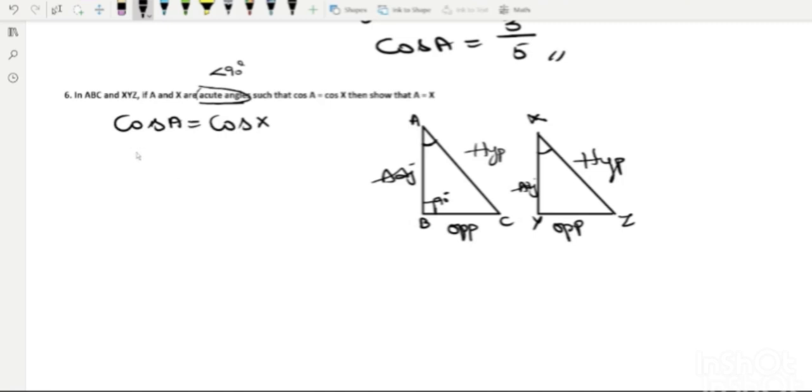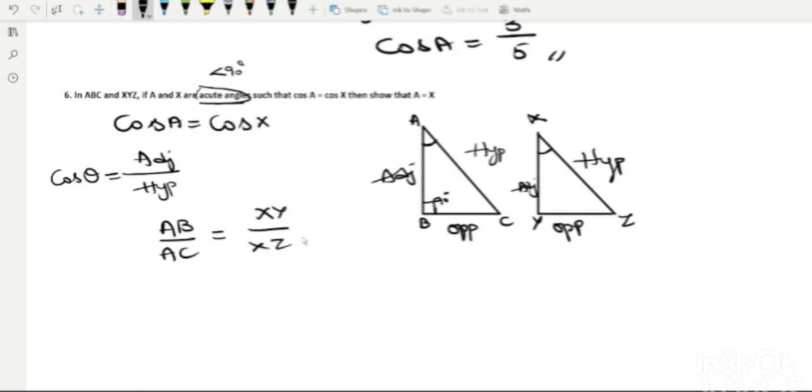So here we can write the sides formula for cos A as adjacent side divided by hypotenuse. We know that the sides formula for cos is adjacent by hypotenuse. Now for cos A, the adjacent side would be AB upon the hypotenuse side, which is AC, and for the triangle XYZ, the adjacent side would be XY upon XZ. So AB by AC equals XY by XZ.